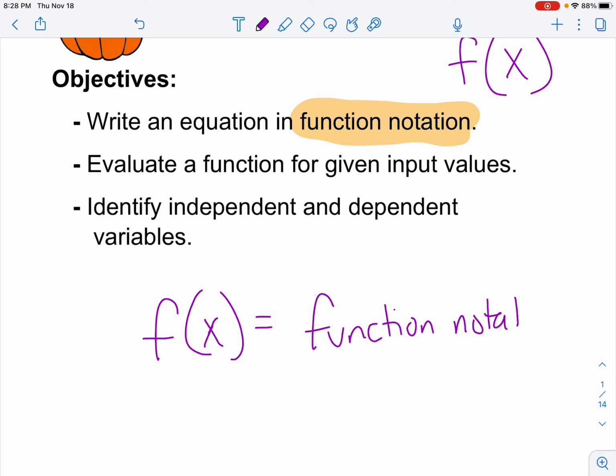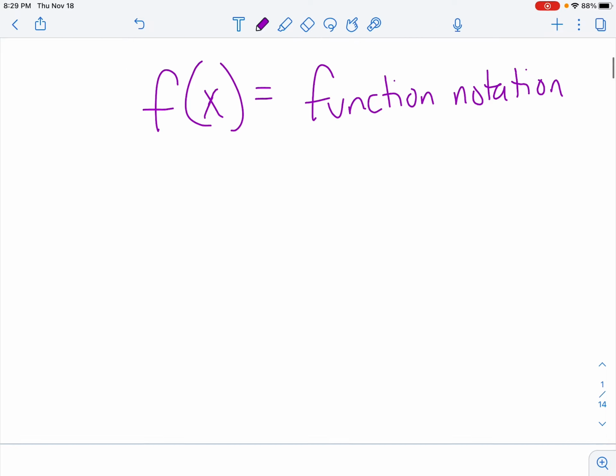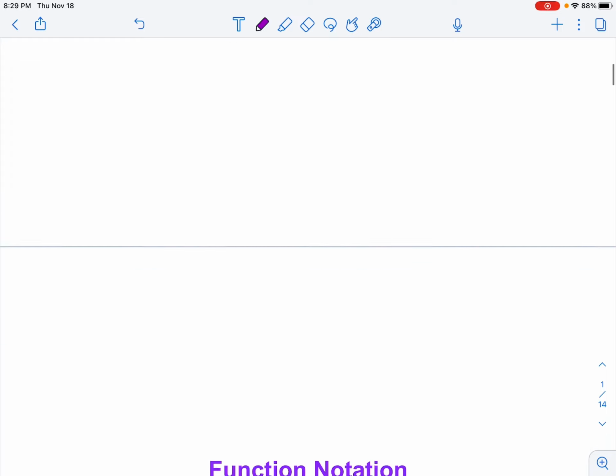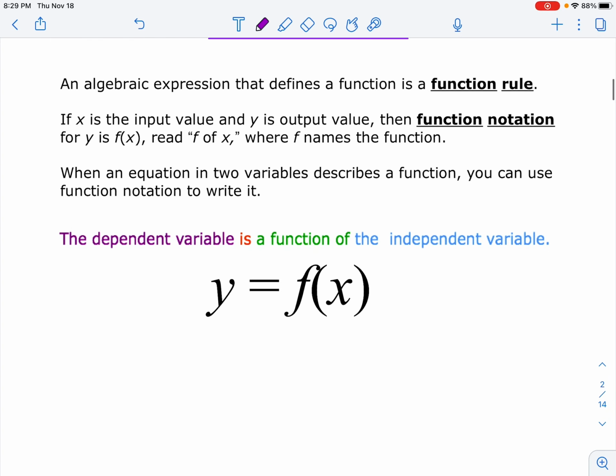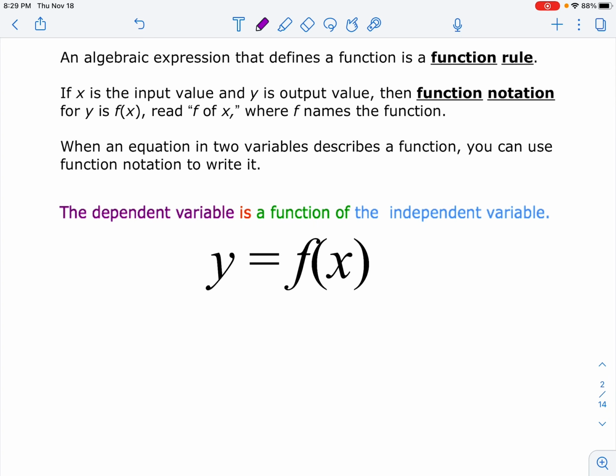So a lot of people think, oh, you have to distribute because f is next to a set of parentheses. So you say, oh, you distribute that, right? It's f times x. No, that's not true. It's just a way of naming. Just a way of writing. And for all intents and purposes, basically the y variable is the same as f of x. It's pronounced f of x.